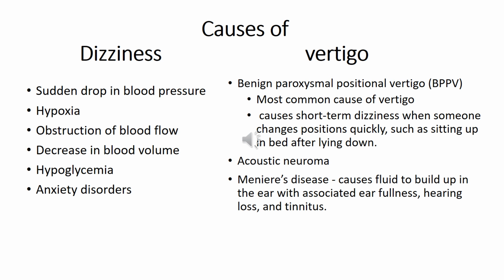Examples of factors that may contribute to vertigo are benign paroxysmal positional vertigo, which is the most common cause of vertigo and often occurs when a patient goes through a change in position, usually from sitting to standing really quick. In that case, you would want to tell the patient to change positions slowly. Another factor could be an acoustic neuroma and also Meniere's disease.